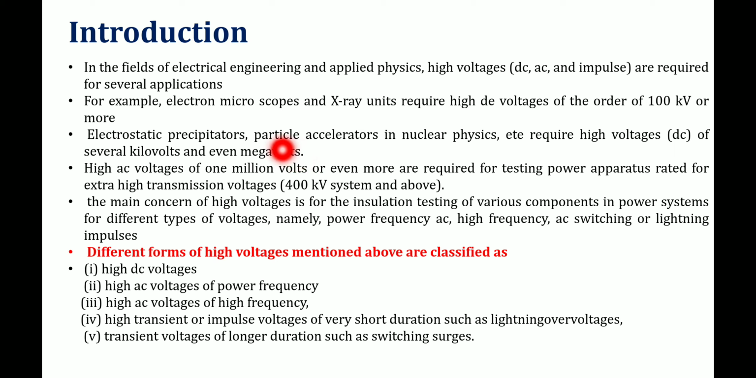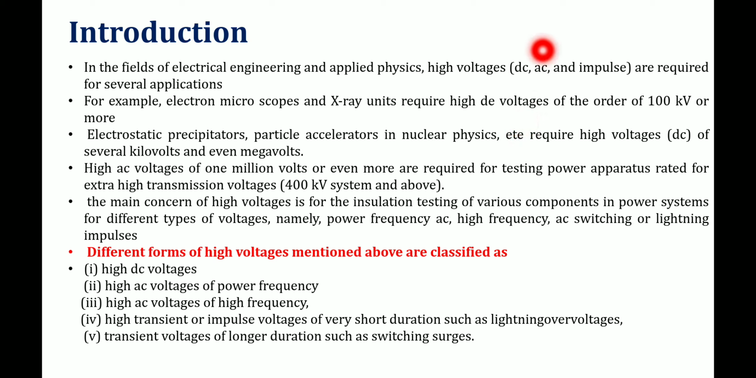Even megavolts are also used for applications like electrostatic precipitators and, in the case of particle accelerators, in nuclear physics. So in these kinds of applications we require high DC voltages of the order of several kilovolts or even megavolts. These are the two examples for the high DC voltages.